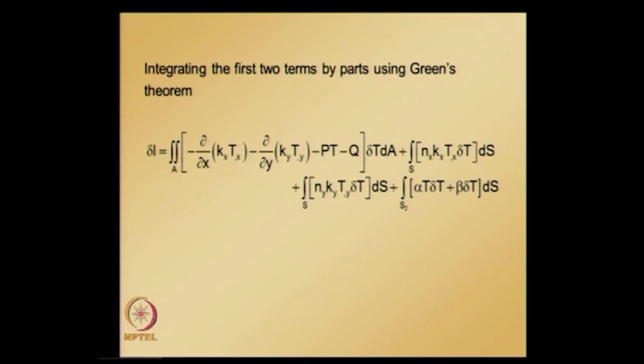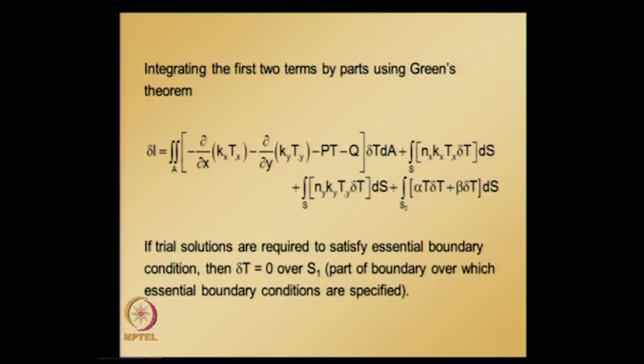And when we apply integration by parts on the first two terms, we get additional surface integrals. If trial solutions are required to satisfy essential boundary conditions, then variation of t is equal to 0 on the part of boundary over which essential boundary conditions are specified, and this is one of the fundamental requirements which we already looked at in the earlier classes when we started out learning various steps of Rayleigh method.